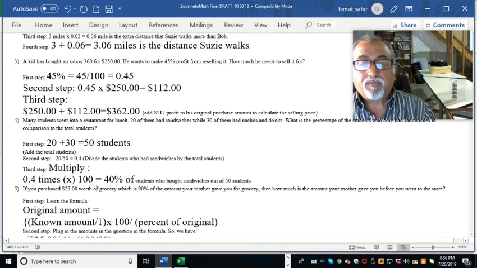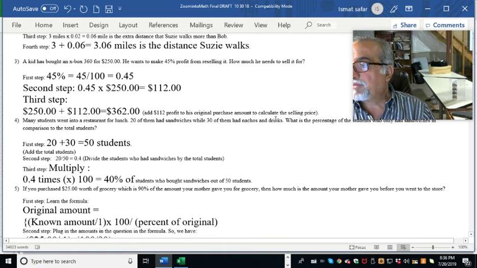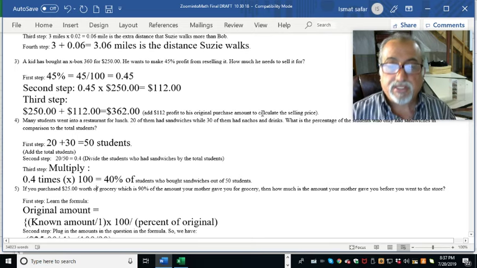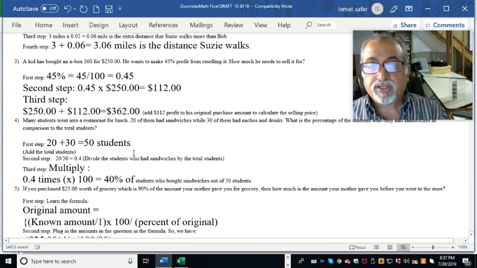Now, many students went into a restaurant for lunch. 20 of them had sandwiches, while 30 of them had nachos and drinks. What is the percentage of the students who only had sandwiches in comparison to the total students? First step: how many students went into the restaurant? 50, right? It doesn't matter what they ate, but we want to know how many students there are. So we have 50 students.